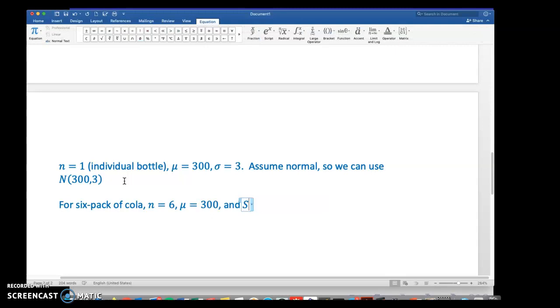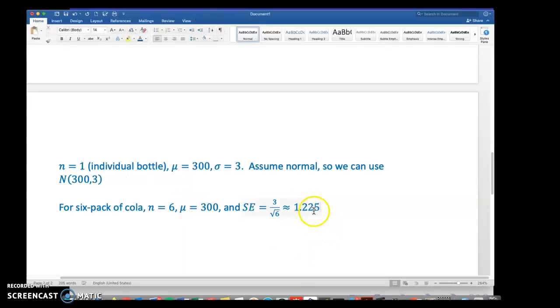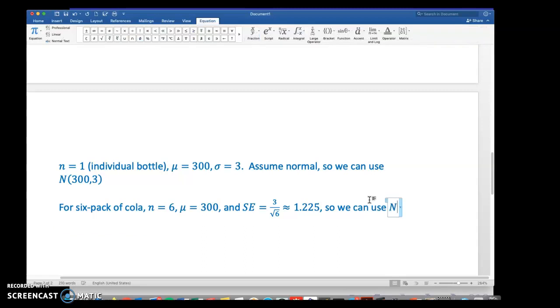And now the standard error is going to change. It's going to be the population standard deviation, if we have it, divided by the square root of the sample size, which in this case will be 6. So if I throw this in my calculator, 3 over root 6, we get approximately, I'll round this to 3 decimals, 1.225. So we can use the normal distribution. The center is still going to be 300, but now the standard error, the spread, is going to be 1.225.